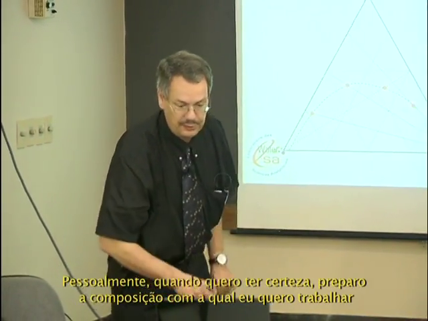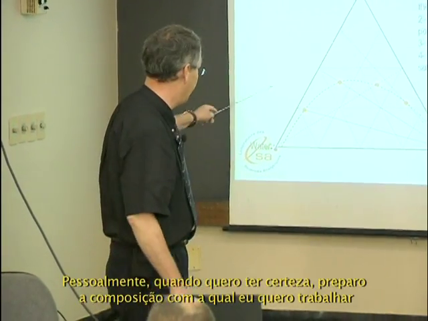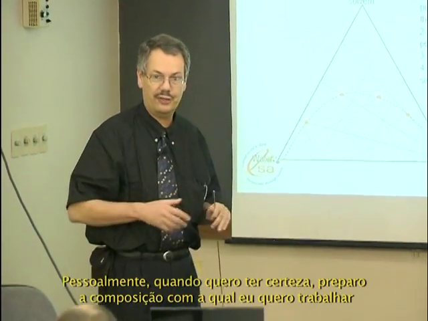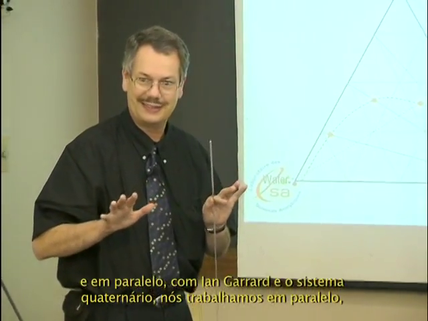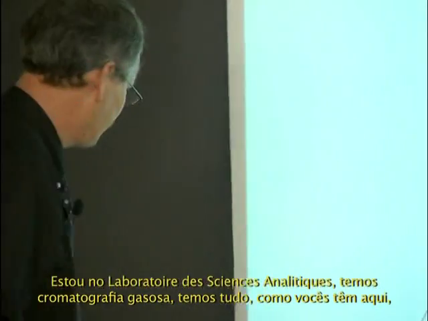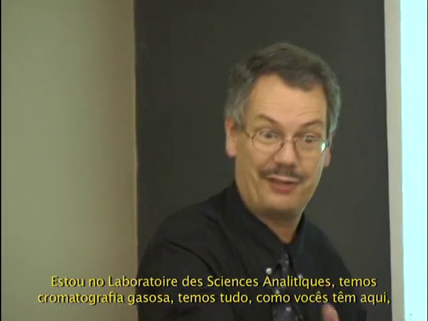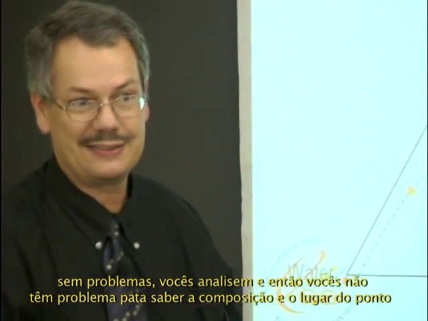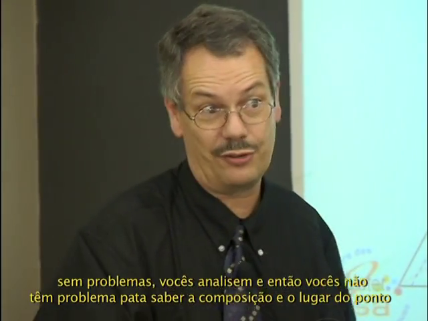Personally, for tie lines, when I want to be sure, I just prepare the composition I want to work with, and with Jan Gerhard, in parallel with the quaternary system, we did the same thing at the same time. You just analyze. Since I am in the Laboratoire des Sciences Analytiques, we have gas chromatography, we have everything like you have here. So you just analyze, and then you have no problem. If you know the composition, you will spot the location of the point.